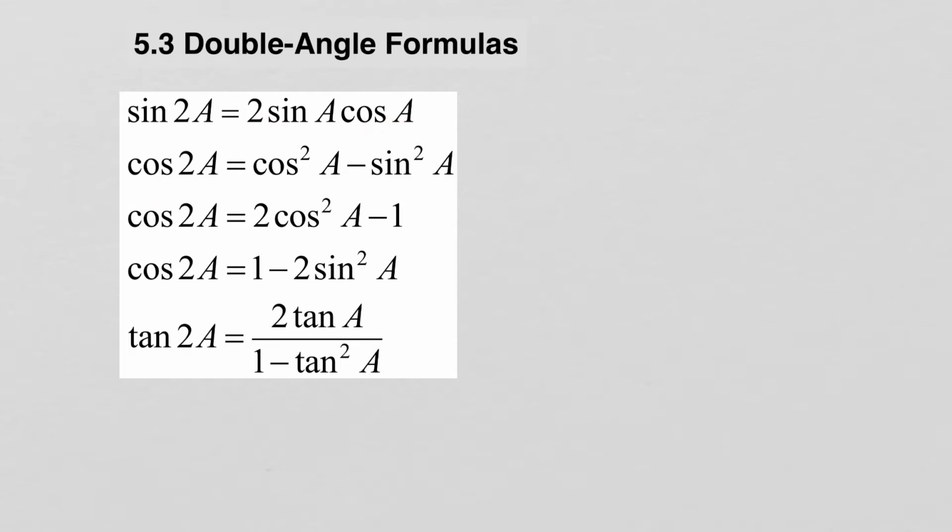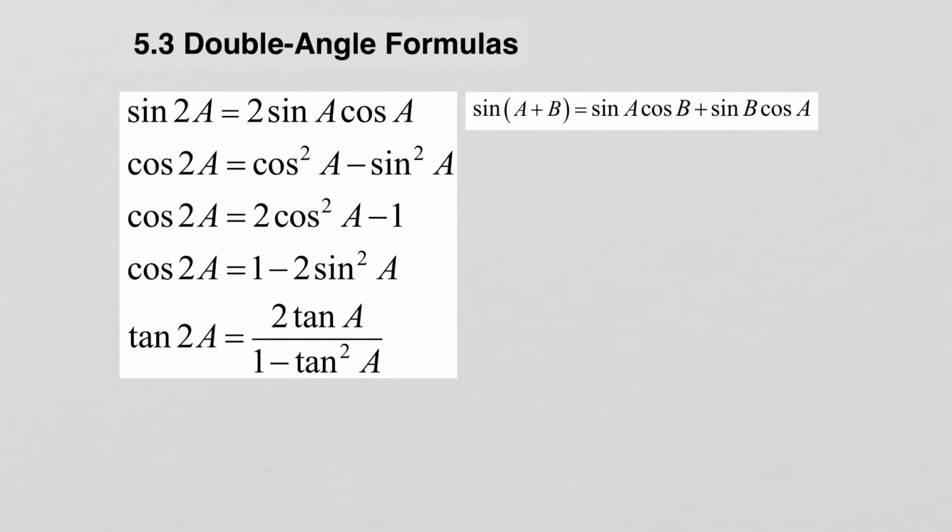The next one says cosine of 2 times an angle A is cosine squared of the angle A minus sine squared of the angle A, etc. So what you should see is that the double angle, which is 2 times some angle A, is expressed in terms of just the angle A by itself. We'll see some examples in just a few minutes, but let's prove each one of these. So let's start by proving the first one.